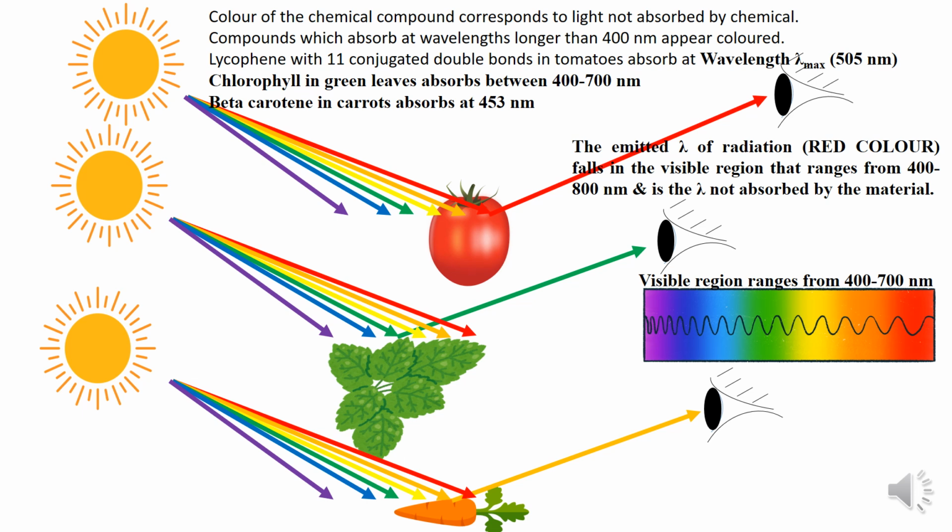Now, tomatoes are red in color because they absorb most of the wavelengths, and the unabsorbed reflected radiation is the one that strikes the retina of the eye, perceiving it as a red color. And this reflected wavelength of radiation falls in the visible region.